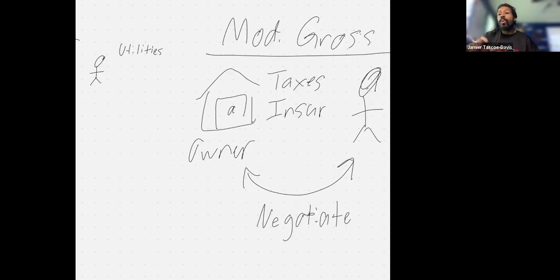I do understand why most investors would not look for this unless they actually want to care for the property. But I don't know of too many people who are looking for modified gross leases.